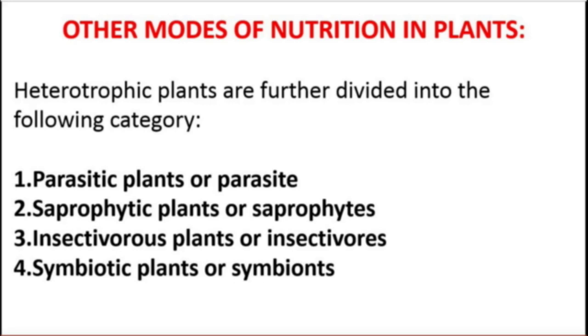There are 4 types. They are parasitic plants or parasites, saprophytic plants or saprophytes, insectivorous plants or insectivores, symbiotic plants or symbionts. Now we will see all these types of heterotrophic plants one by one. First we will take parasitic plants.